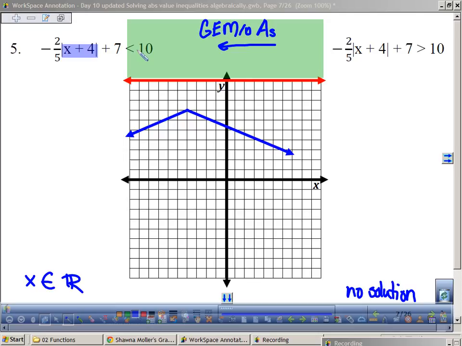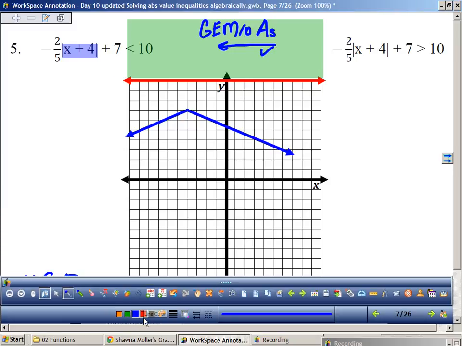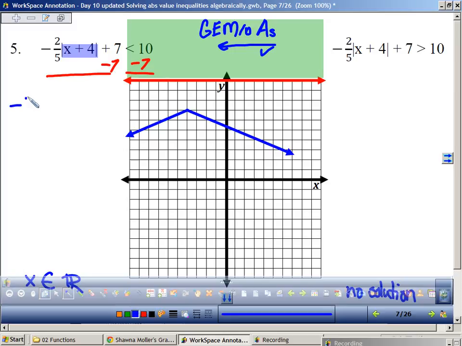Okay, so if I'm trying to isolate this, it's being multiplied by negative 2/5 and 7 is added to it, so that's the first thing I'm going to get rid of, my addition and subtraction. So I'm going to subtract 7 from both sides, and I'm left with negative 2/5 multiplied by the absolute value of x plus 4, and that's going to be less than 3.